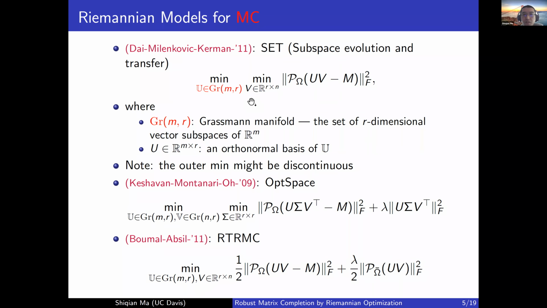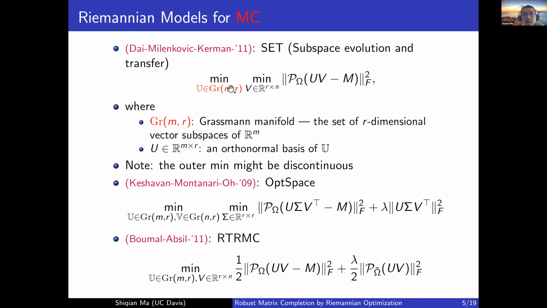Okay. So one way to handle this issue is to impose some Riemannian constraints to one of the factors. So for example, now let's just look at the matrix completion problem first. For example, in this work by Dai et al., they propose this SET model. Okay, so in this model, they consider the matrix completion problem. So basically you want to minimize the error between the low rank matrix and the given matrix. All right. So here they impose one Riemannian constraint to one of the factors.